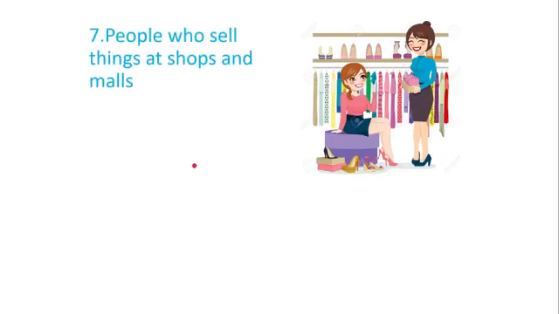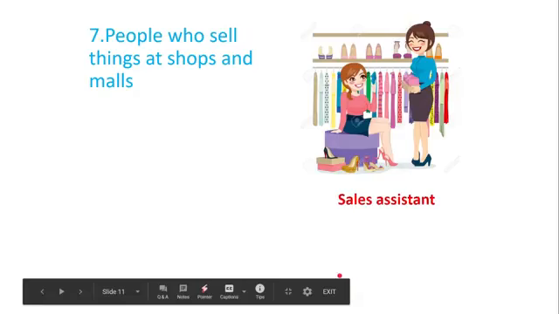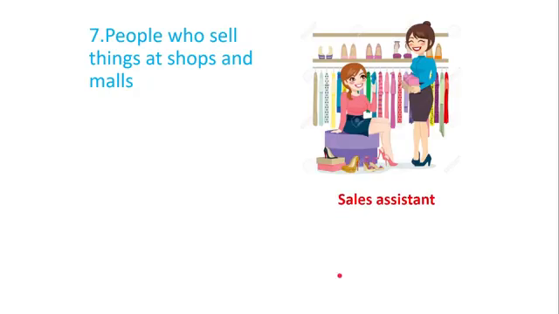Number 7. People who sell things at shops and malls. Can you tell me what the word is? Super. It's sales assistant. So sales assistant is a person who sells things at shops and malls.